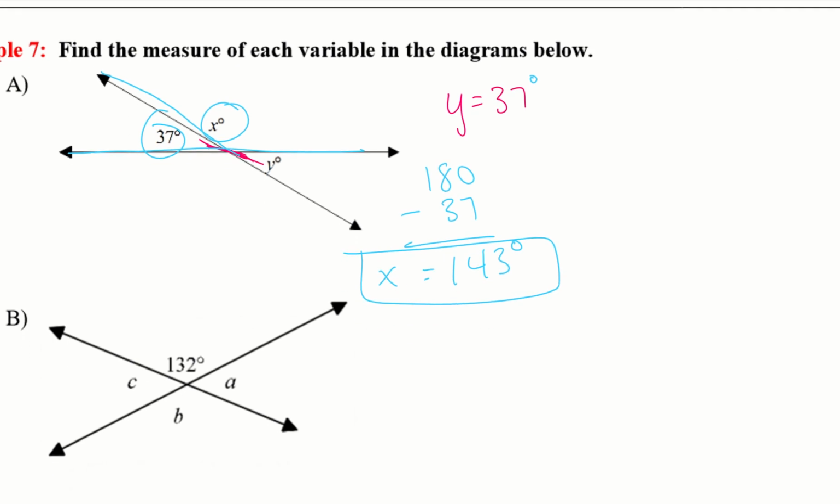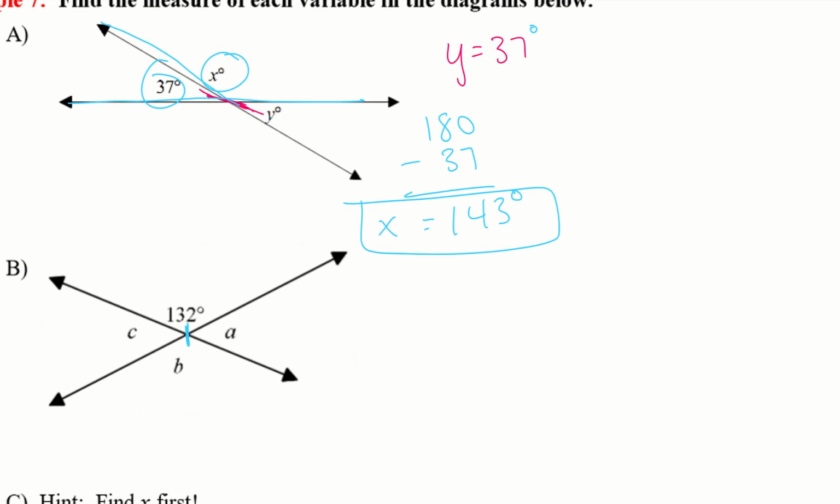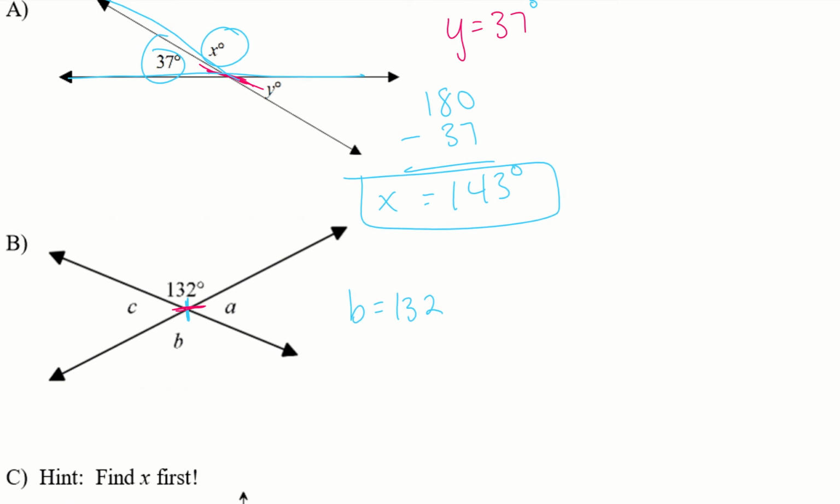Alright, and then we do the same thing with b. The first thing I look for is that vertical angle. So 132 and b are vertical angles. That means b equals 132. I also notice that c and a are vertical angles, but I have to find one of them in order to find the other. So I can't just say, oh, well, c equals a. I actually have to find that number.